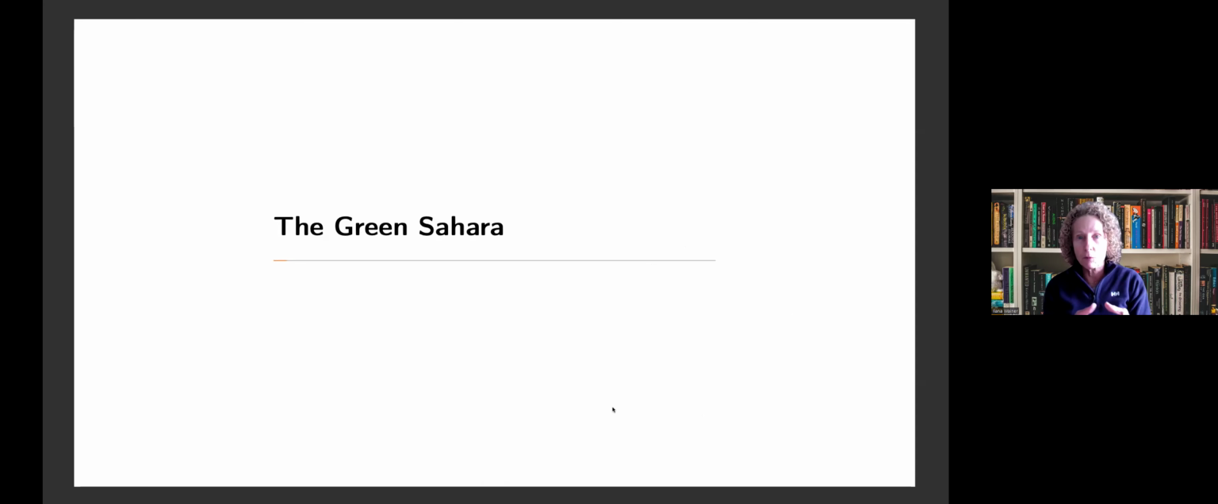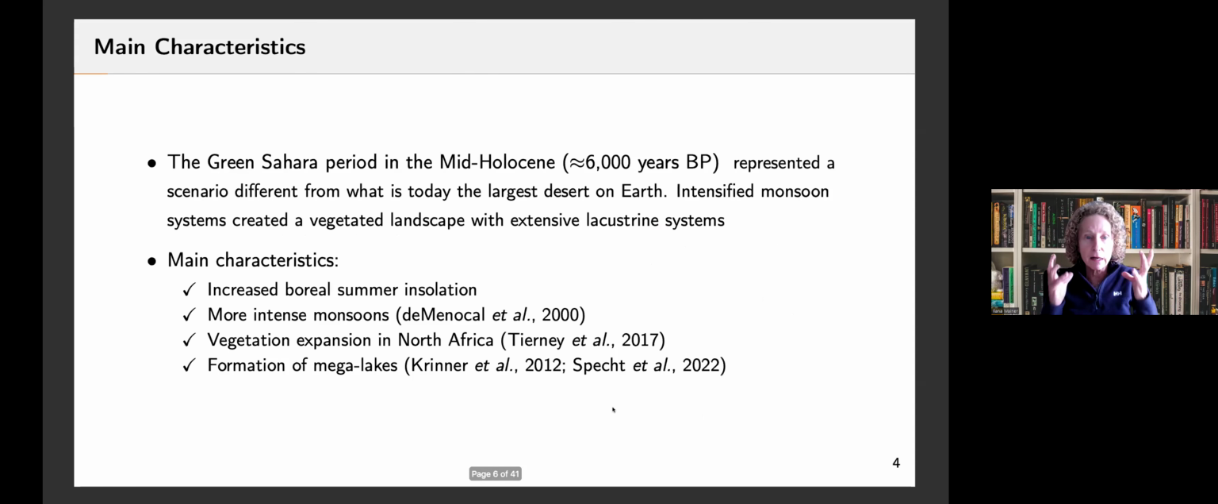Okay, so we talked about more humidity in this period, more heat, and then we get to a period that I don't know if you're familiar with, called the Green Sahara. We had so much humidity around the mid-Holocene, which is about 6,000 years ago, and it represents a scenario much different than what we have today. Today we have the largest desert on Earth, and at that time we had an intensified hydrological cycle, which created a vegetated landscape with a lot of lakes.